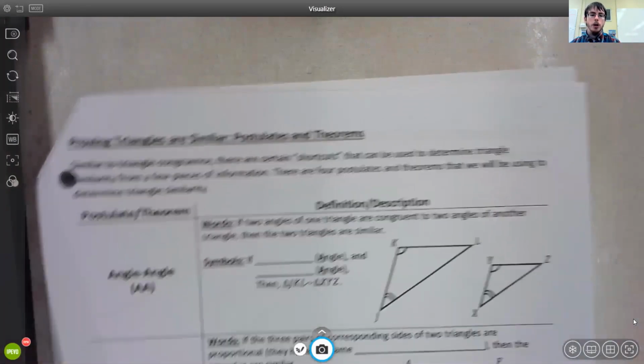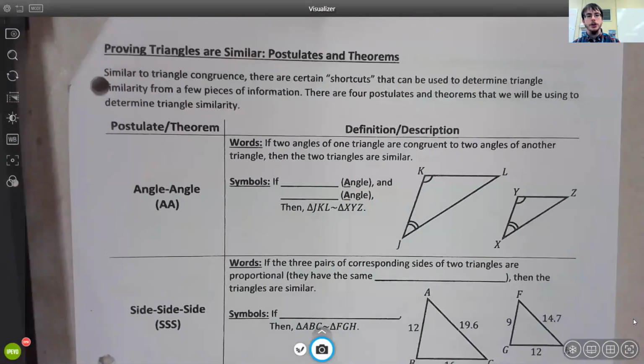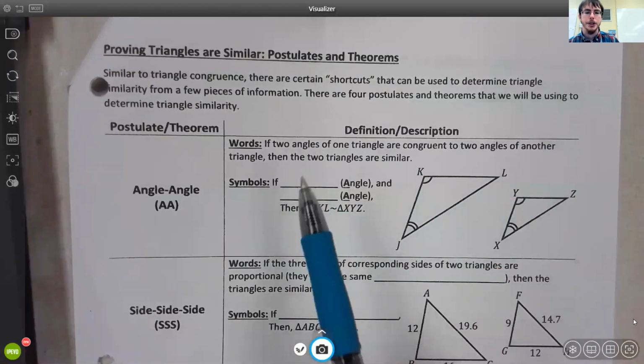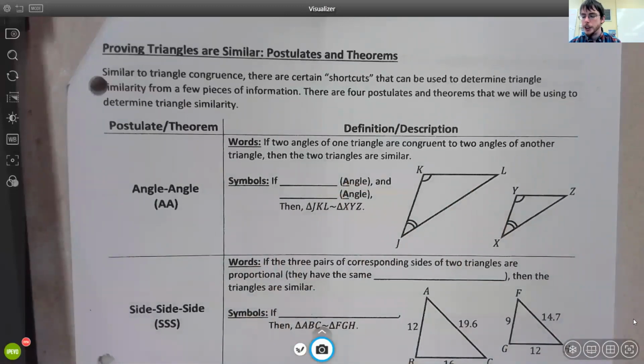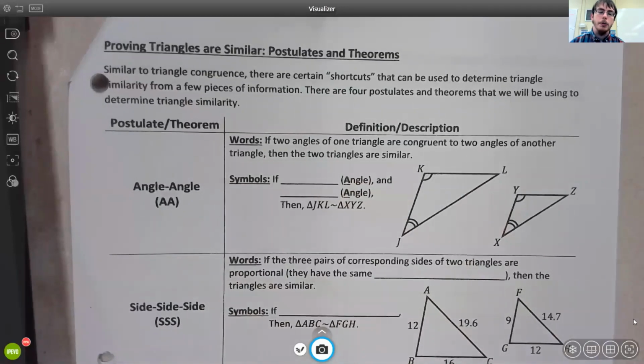And this is going to be what we discuss in this video, as well as do some practice problems related to this. So similar to triangle congruence, there are certain shortcuts that can be used to determine triangle similarity from a few pieces of information. There are 4 postulates, and this really should be 3 because there's one thing on here that we don't need to use in this class. The 3 postulates that we are going to use are these first 3. I do want you to know that the other one exists, but for the purposes of this class, we don't really use it all that much.